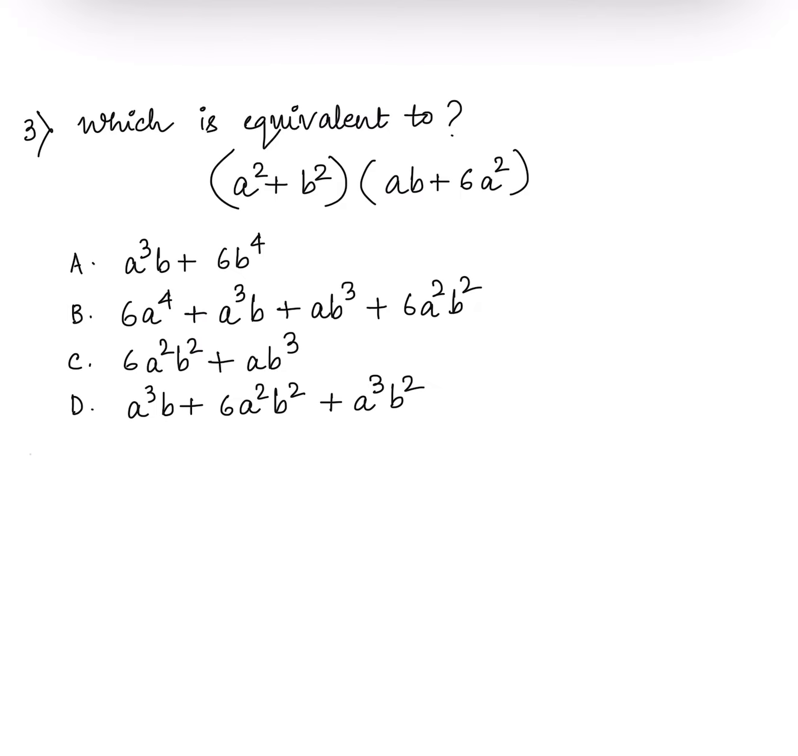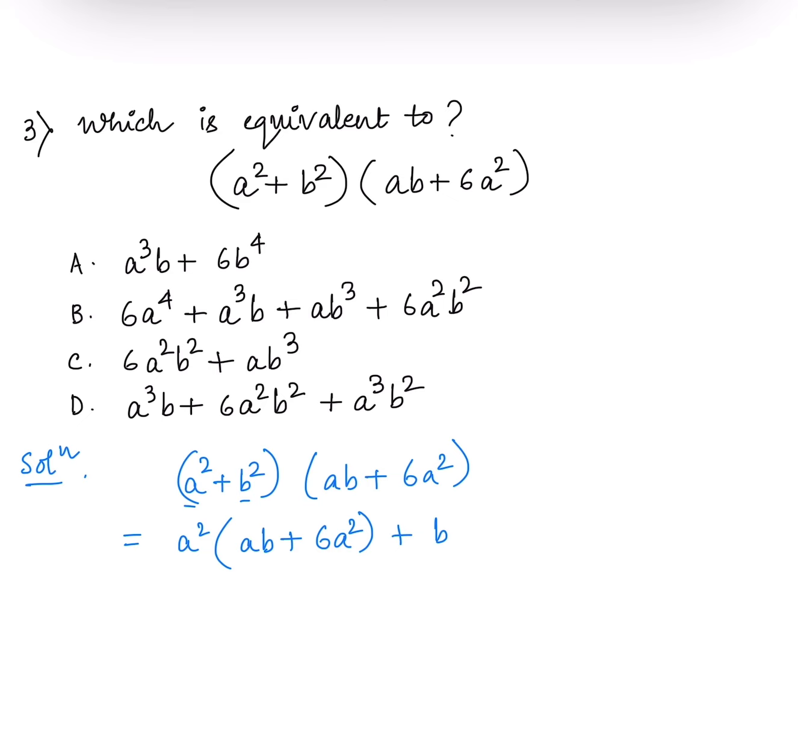Now this is a multiplicative question. So let's see. a squared plus b squared into ab plus 6a squared. So we have to multiply this with the entire thing and this again with the entire thing. So a squared into ab plus 6a squared, plus b squared into ab plus 6a squared. So a squared into ab will be a cube b, plus 6a to the power 4. a squared into a squared is a to the power 4.